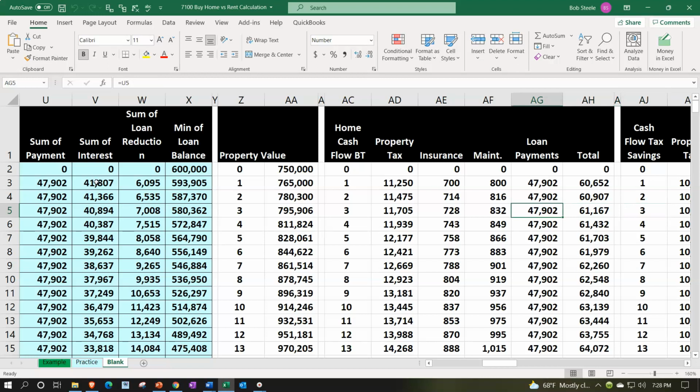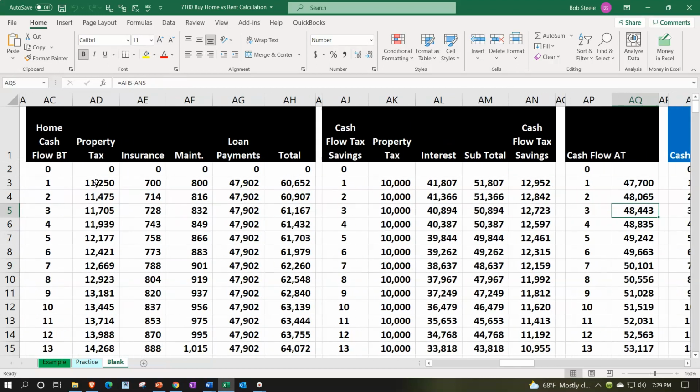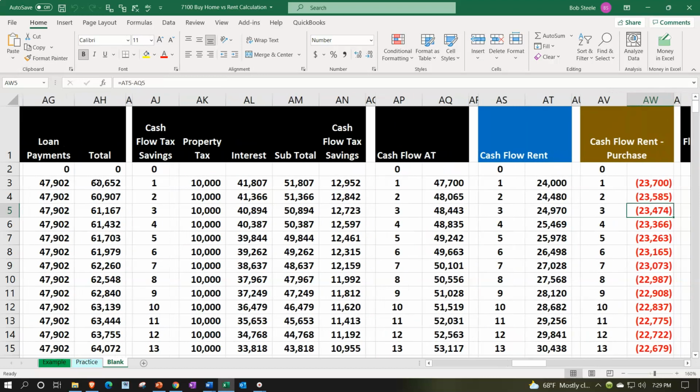So we have the cash flow before taxes, where we looked at the property taxes, the insurance, the maintenance, and of course the loan payments, to see the cash flow in a purchase scenario based on the data on the left-hand side. Then we looked at the cash flow tax savings, in other words, the tax implications that could benefit us, including property taxes and interest that might be deductible. And then we have the cash flow after taxes, subtracting those two related to the purchase.